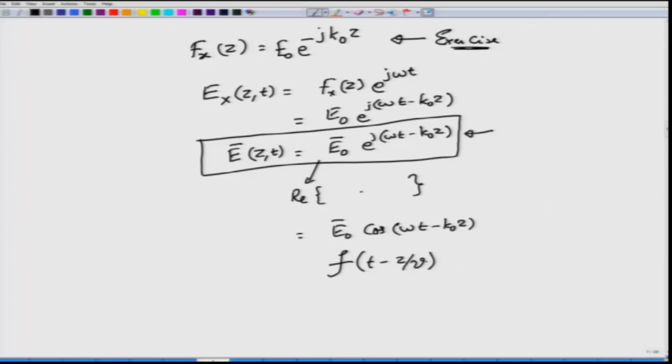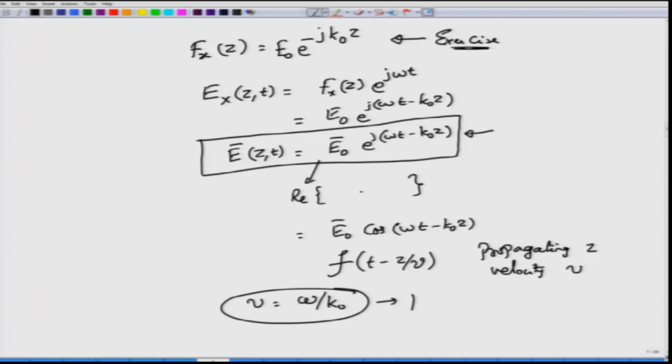Yes, this is exactly the solution of a wave equation, or an expression for a wave which is propagating along the z axis with a velocity or speed of v. So, what is this velocity v in our case? You can compare this expression with the cosine expression and see that the velocity is basically given by omega by k0. This is called the phase velocity, and k0 is called the free space wave number.